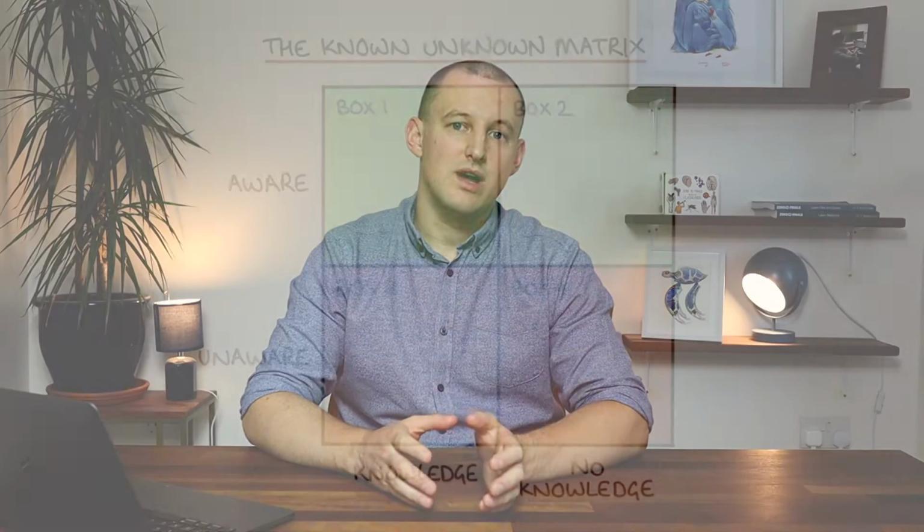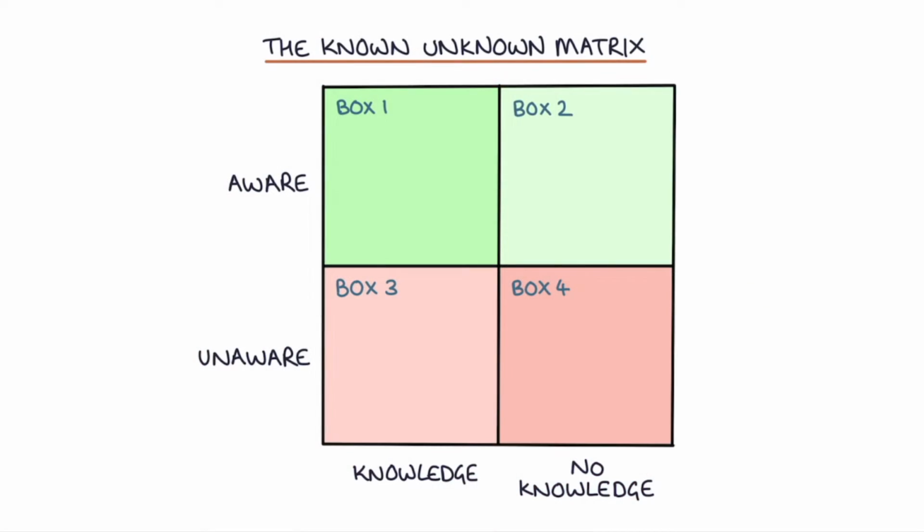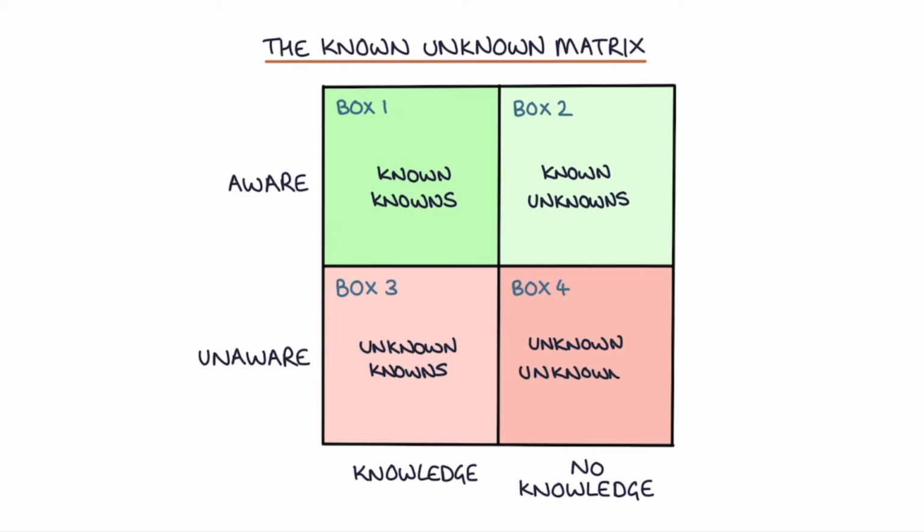So what can you do about it? Well, this is where the known-unknown matrix comes in. There are 4 boxes. The first box, or box 1, is the known knowns. The second box is the known unknowns. The third box is the unknown knowns. And the fourth box is the unknown unknowns.